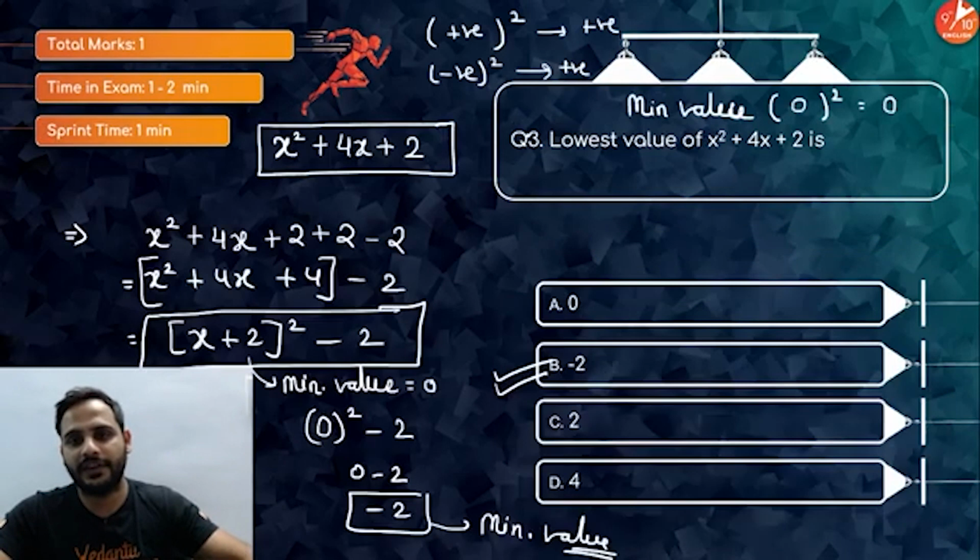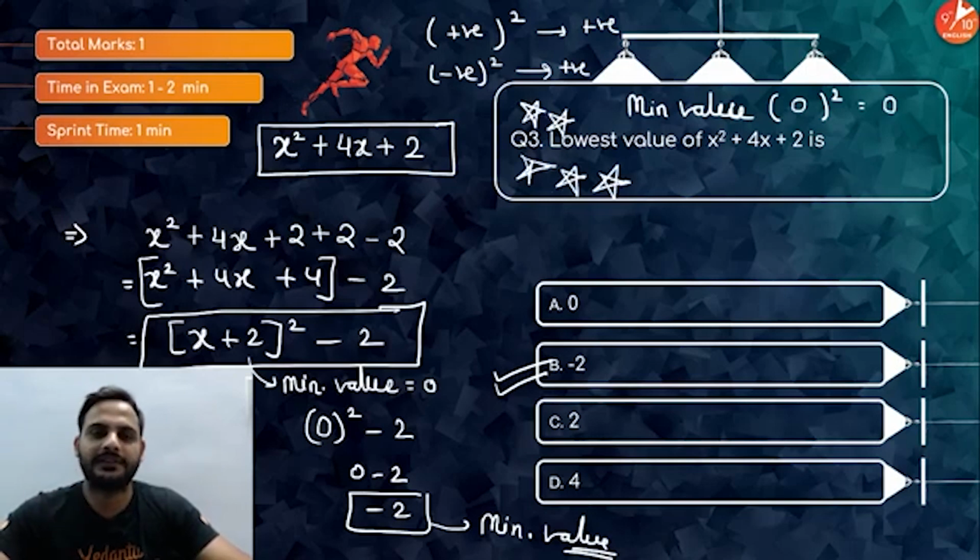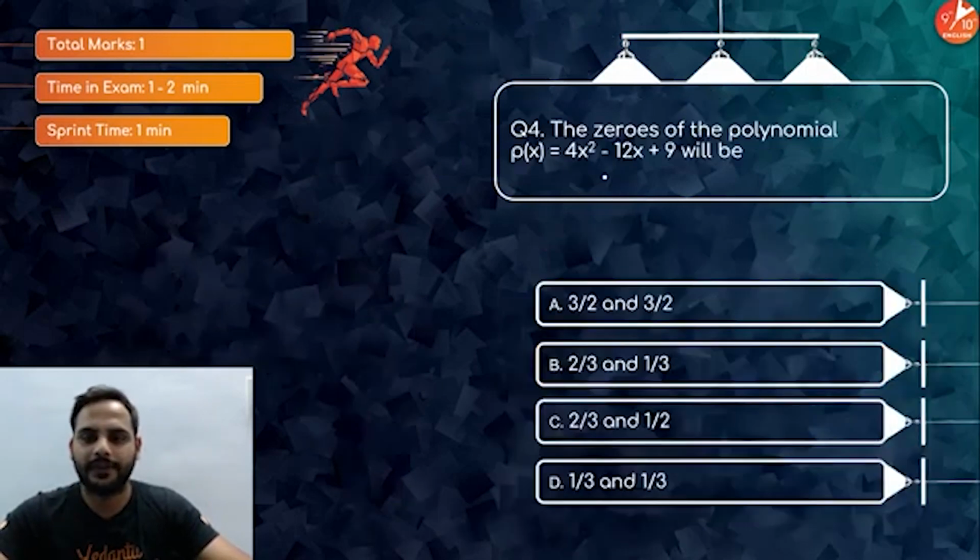This, I would say, is the most important question of today. 5-star question. Minimum value. Okay, next one.